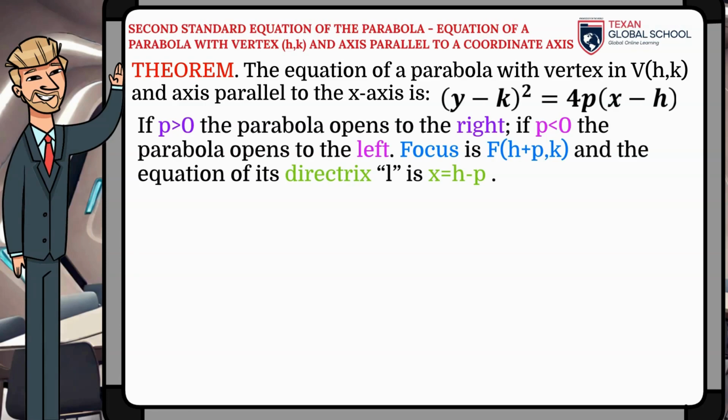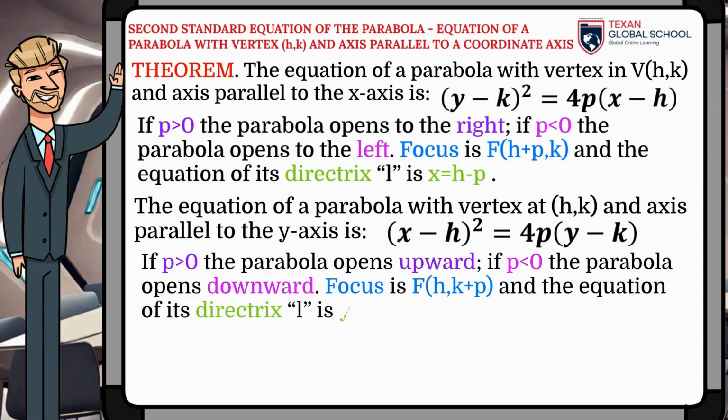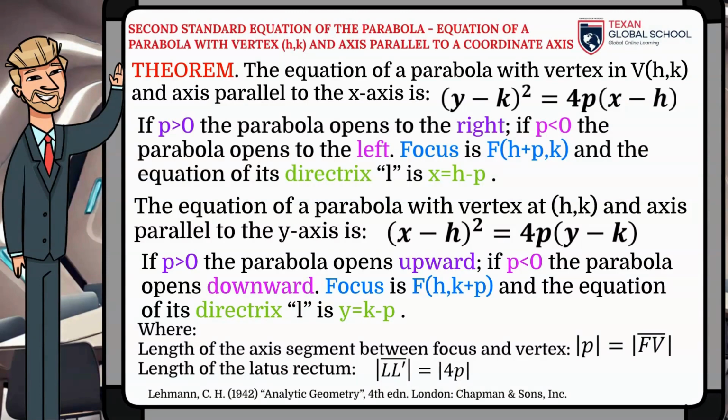The equation of a parabola with vertex at h, k, and axis parallel to the y-axis is x minus h squared is equal to 4p times y minus k. If p is greater than 0, the parabola opens upwards, and if it is less than 0, the parabola opens downwards. The focus is the point h, k plus p, and the equation of its directrix is y equal to k minus p. Let us remember that p is the length of the axis segment between the focus and the vertex. And the length of the latus rectum is the numerical coefficient of the first degree term, that is, 4p.